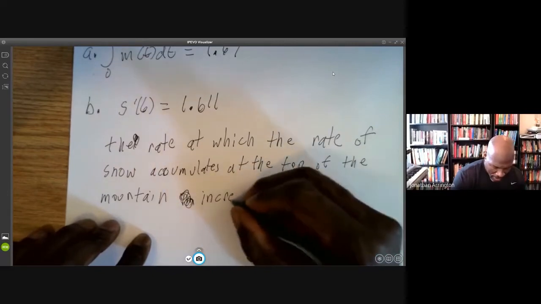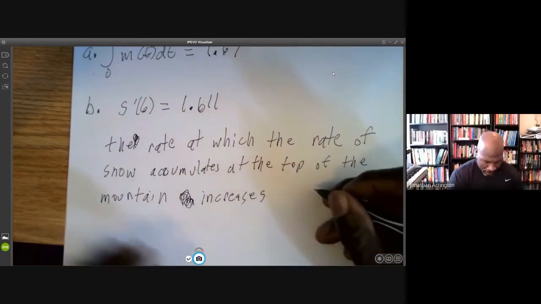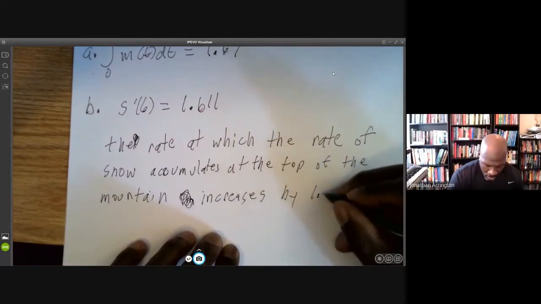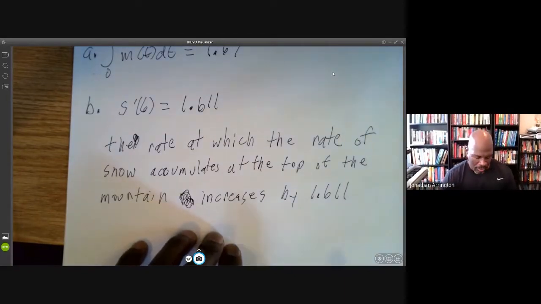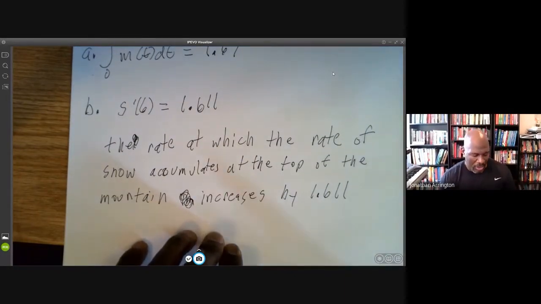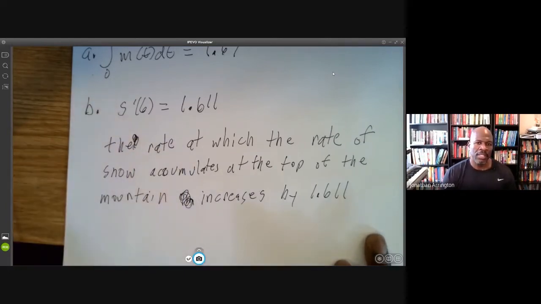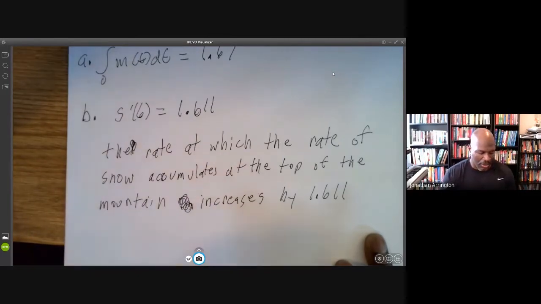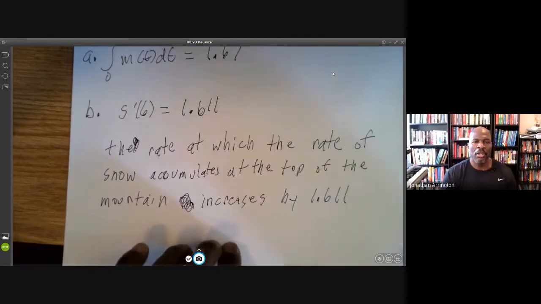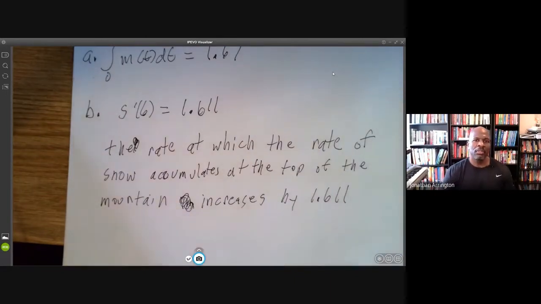The rate at which the rate of snow accumulates at the top of the mountain increases by 1.611. And once we enter that amount, this is where we enter the units of measure. Remember, the units for S of t were centimeters per hour. When we take its derivative, it's going to give the units of S per the units of the independent variable t. The units of t were hours. So the units of S prime of t are centimeters per hour per hour, or we can also write centimeters per hour squared. When you take a derivative of a function, the units of the derivative are the units of the function per the units of the independent variable.